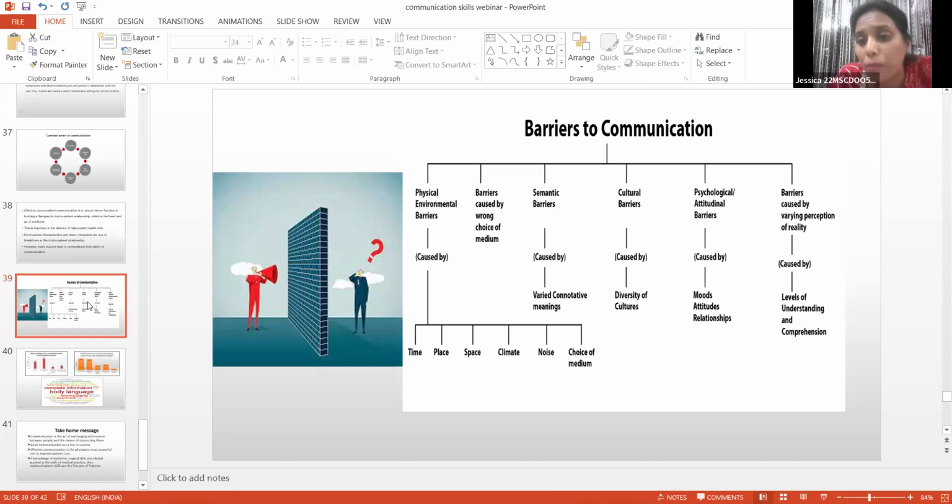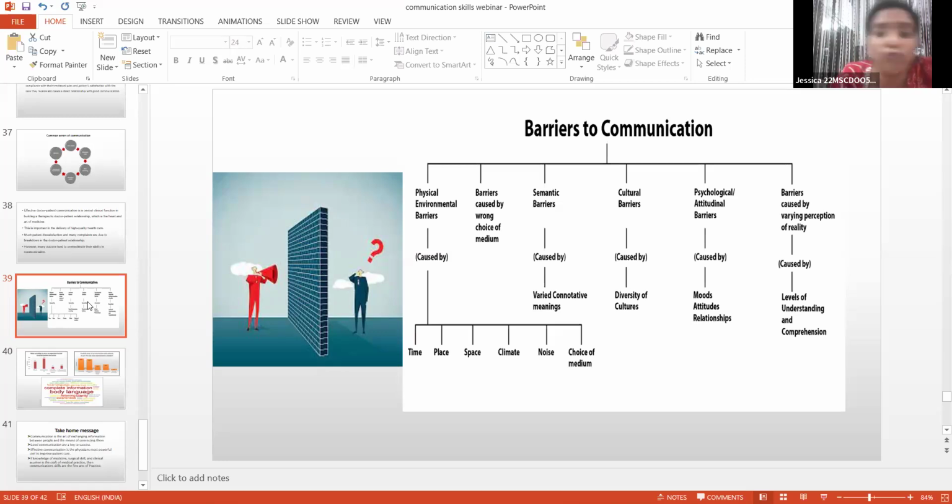That is an important barrier. A psychological barrier. The psychological barrier is the psychology of the patient, maybe the mood, the attitude, whatever the patient or physician has, could be a psychological barrier. And barriers caused by varying perception of reality. Maybe the barrier could be just an appearance of the patient or the doctor that doesn't go well, or the wrong body language.